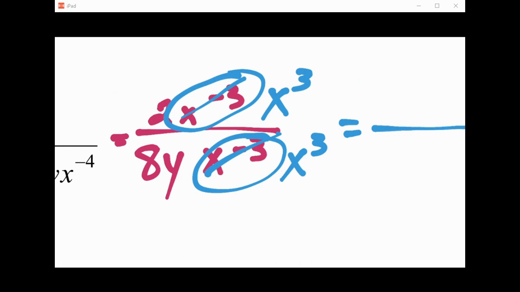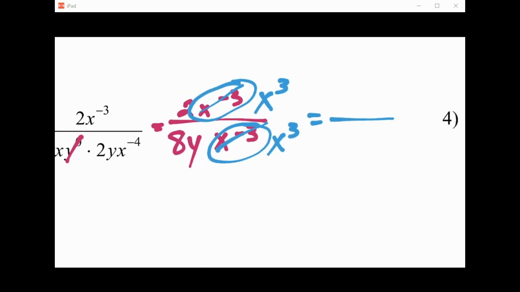So 8 divided by 2 is going to give me 4. This is my only y. And then 3 minus 3 would just be 0, so those x's cancel out. If there's ever a fraction and there's nothing left on top, stick a 1 up there. But yeah.